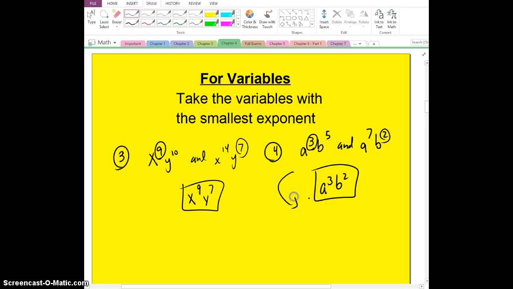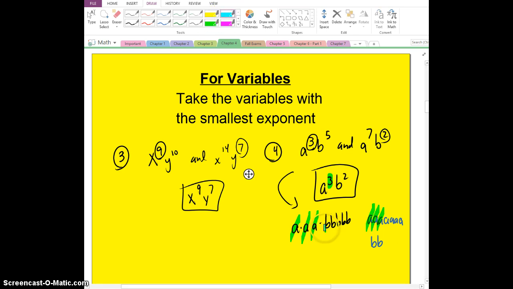If you want to see this written out, we have 3 a's over here. We have 1, 2, 3, 4, 5 b's. And then over here we have 1, 2, 3, 4, 5, 6, 7 a's and 1, 2 b's. You simply match them up. You say, oh, we have an a here, an a there. That's 1. There's 2. There's 3. There's only 3 that match up. So that's why we have a GCF of a to the third.